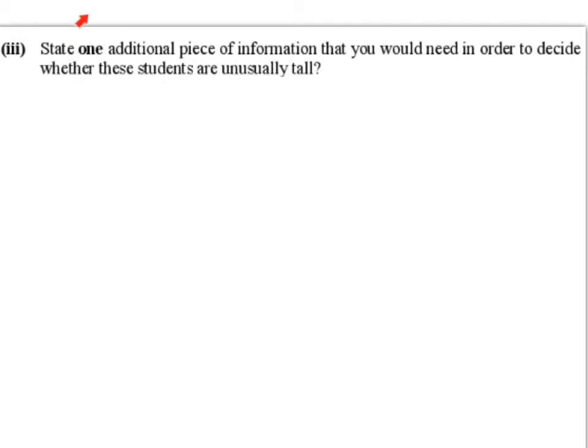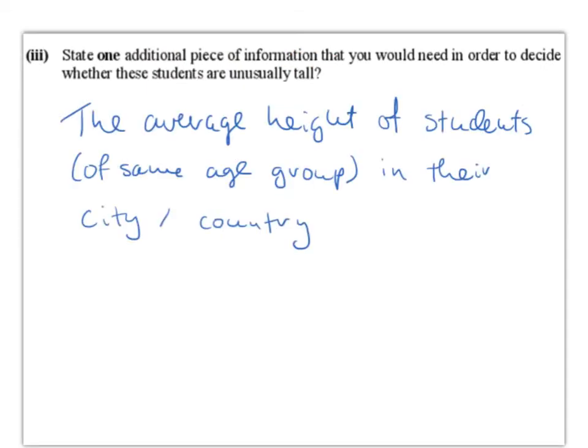Part 3. State one additional piece of information that you would need in order to decide whether these students are unusually tall. So in order to figure out if the students in this particular group are unusually tall, we would need the average height of students of the same age group in their whole city or else in the whole country, and we would compare them.